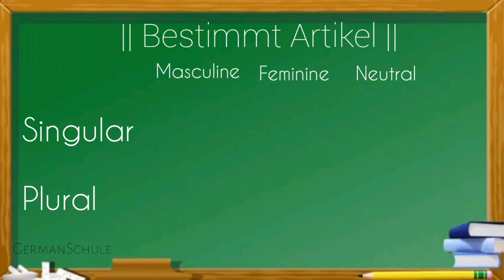Bestimmter Artikel in nominative. Let's look at this table to understand it better. Bestimmte Artikel or definite articles are as follows. For masculine, in singular it is der. For plural it is die. For feminine, in singular it is die. For plural it is die. For neuter, in singular it is das. For plural it is also die.